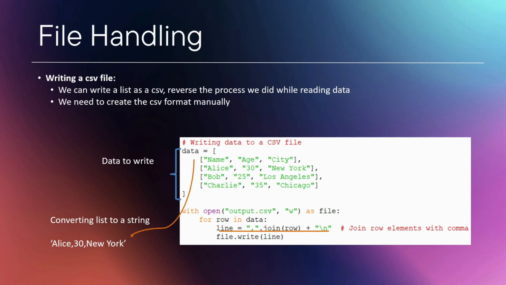As you can see, the data to write is a list of lists. For example, the orange arrow represents the output for one of the data rows. If you see the underlined line, the second last line in the code, line equals comma dot join. What that is doing is, if you look at Alice, 30 and New York in the list, it is joining them into the bottom left, where you can see Alice, 30 and New York as a string. So that's the purpose.